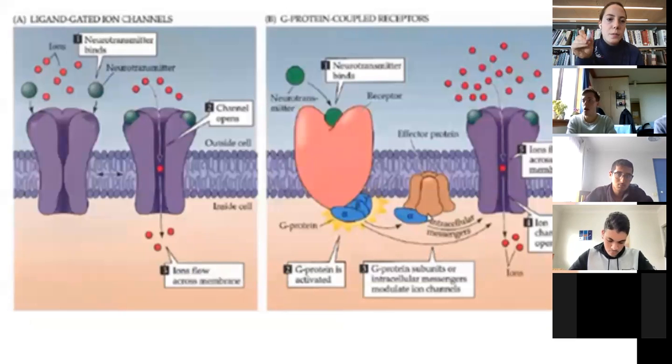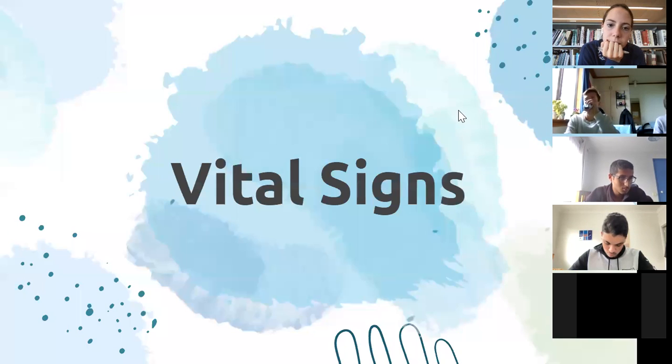And this is, I think, a perfect diagram to show. On the left, we see how it just goes straight: the ligand, the neurotransmitter, binds to the channel and allows direct flow. But in the second image, the neurotransmitter binds to the receptor, causing release of those G proteins at the bottom, which then might act on something else and change something inside the cell, which then activates maybe another ion channel to open and allow the flow of ions. So yeah, that's that. And now we have our vital signs.